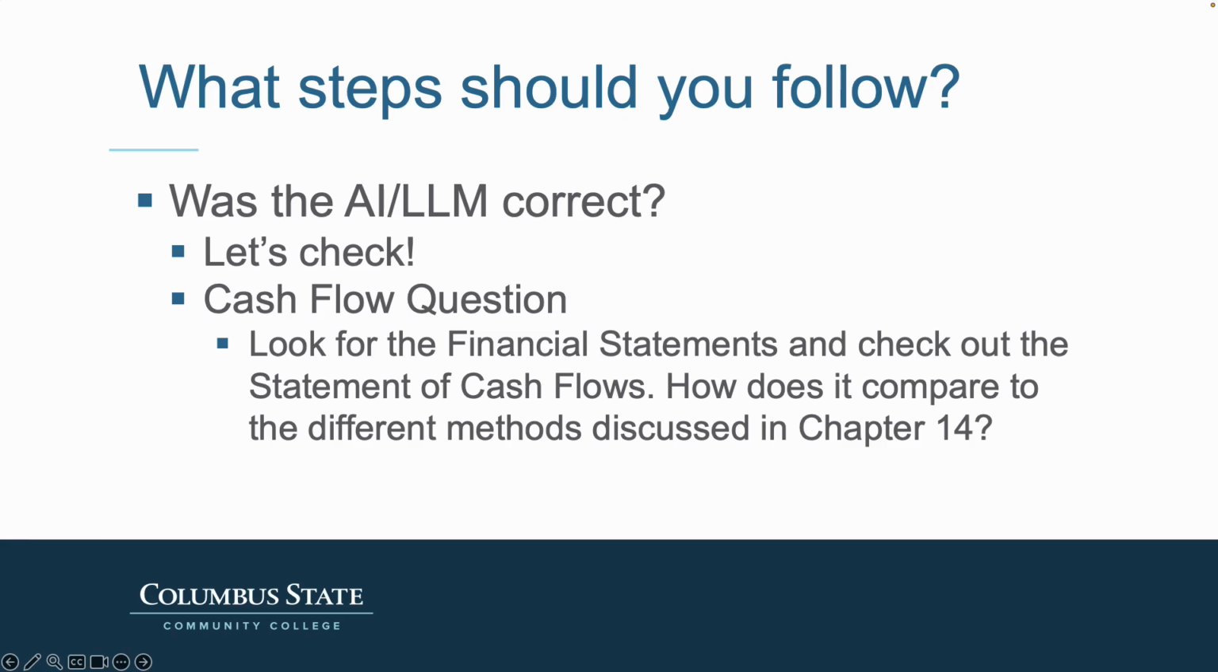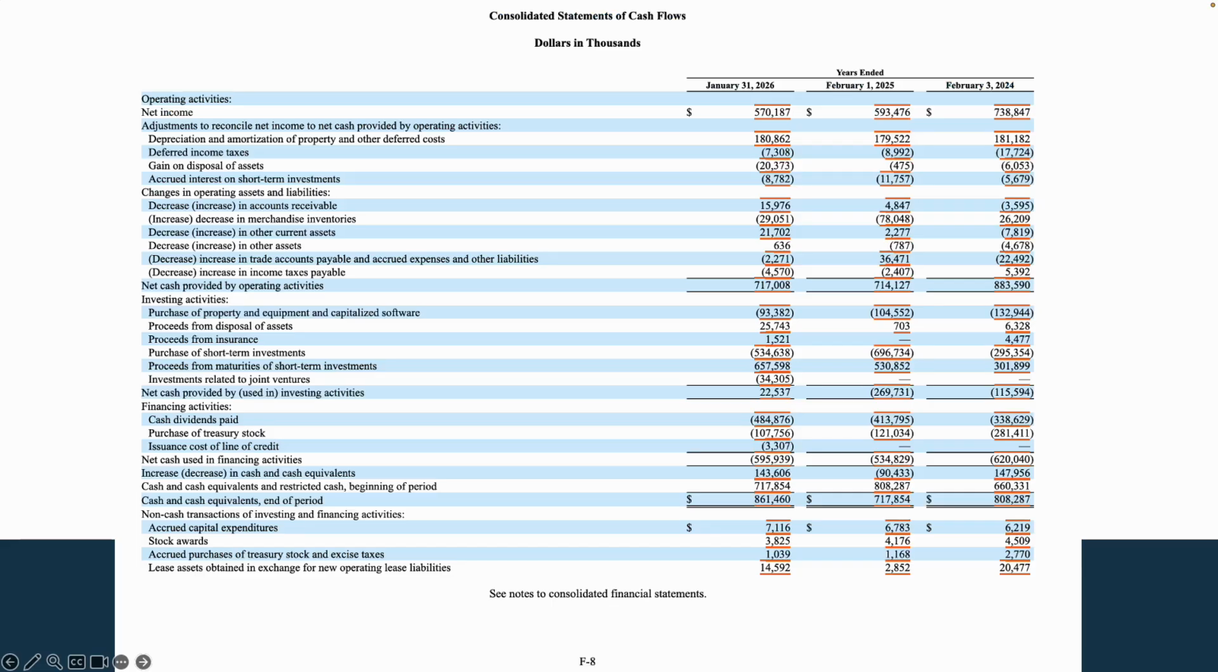You did a bunch of work with the indirect method in chapter 14. That's probably the one you're most comfortable with, so you can look for that, or you can look at the difference between the direct and indirect method in the text, and then pull up your cash flow statement. Here's the cash flow statement for my company. Use what you know from chapter 14 and answer the question. In this case, my AI LLM did get it correct.